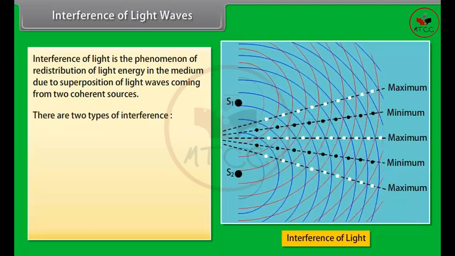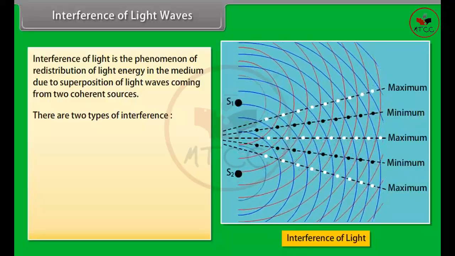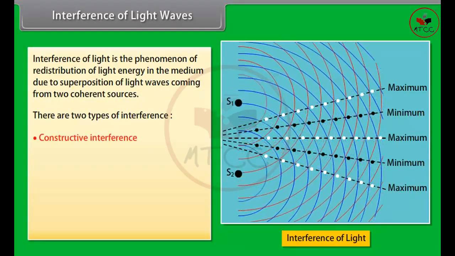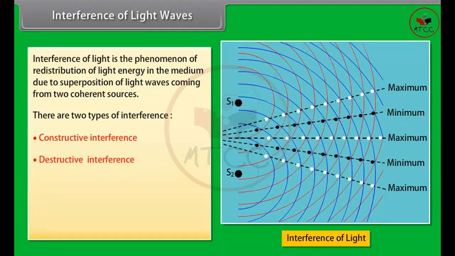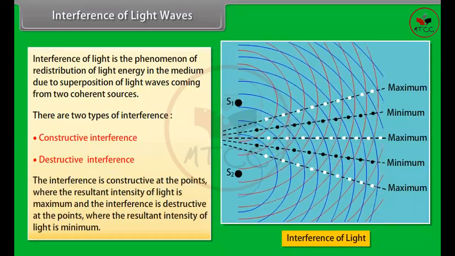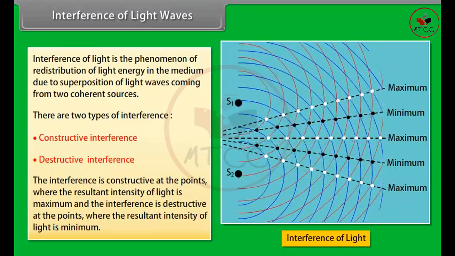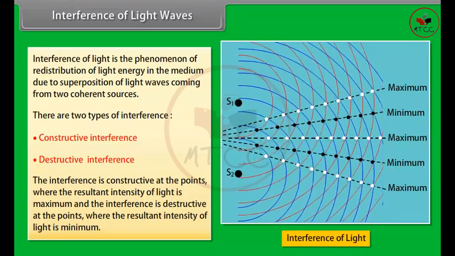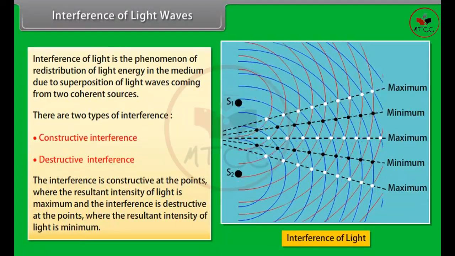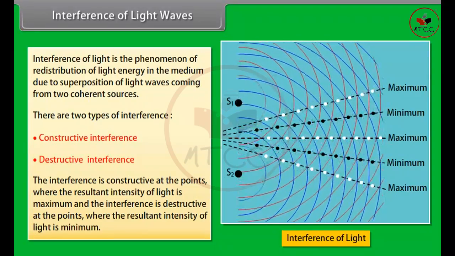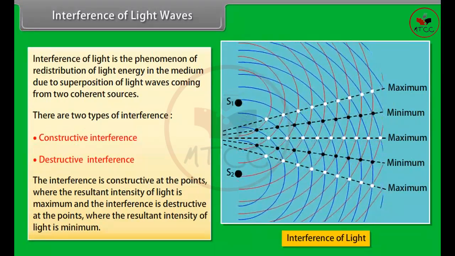There are two types of interference. They are constructive interference and destructive interference. The interference is constructive at the points where the resultant intensity of light is maximum, and the interference is destructive at the points where the resultant intensity of light is minimum.